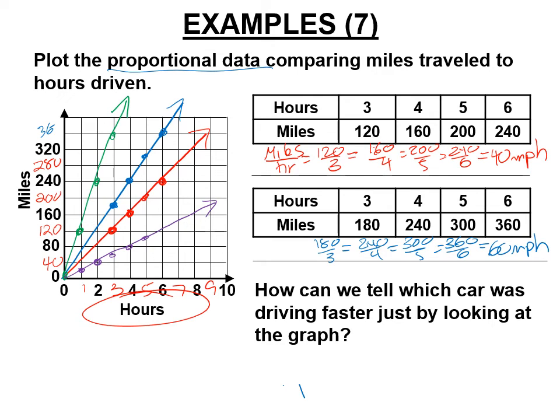So the more the graph points up, the faster the car is going. And so this will be a general rule, all right, that the greater the rate, whatever the rate is, miles per hour is a rate, the greater the rate, the more this arrow will point straight up. The lower the rate, the more flat the arrow of the rate will point.